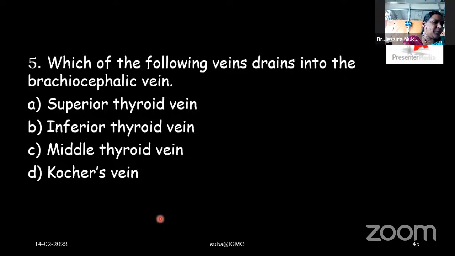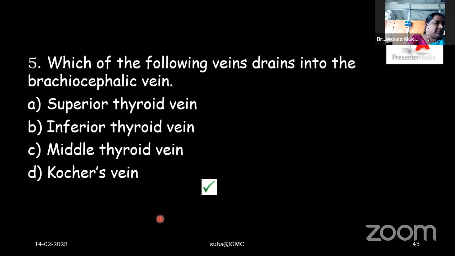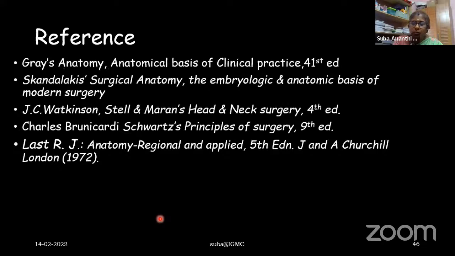Madhumita, Bhupati, and Navina have answered inferior thyroid vein. Very good. Most of the students have answered. So it's the inferior thyroid vein which drains into the brachiocephalic vein. All the other veins, that is the superior thyroid vein, middle thyroid vein, and the fourth vein, Kocher's vein, they drain into the internal jugular vein. So this is a reference.